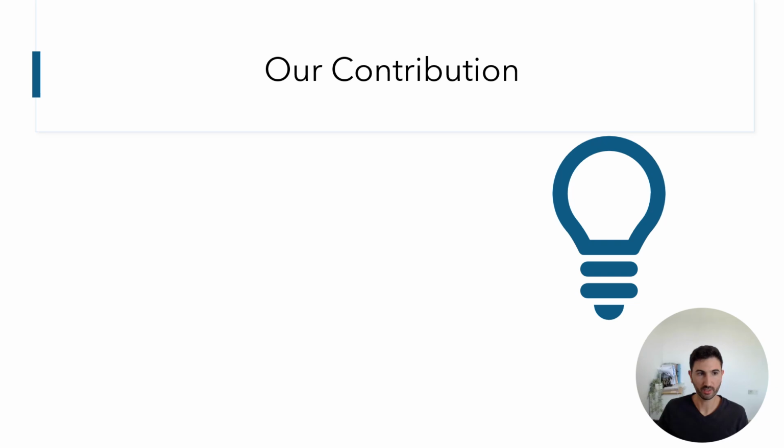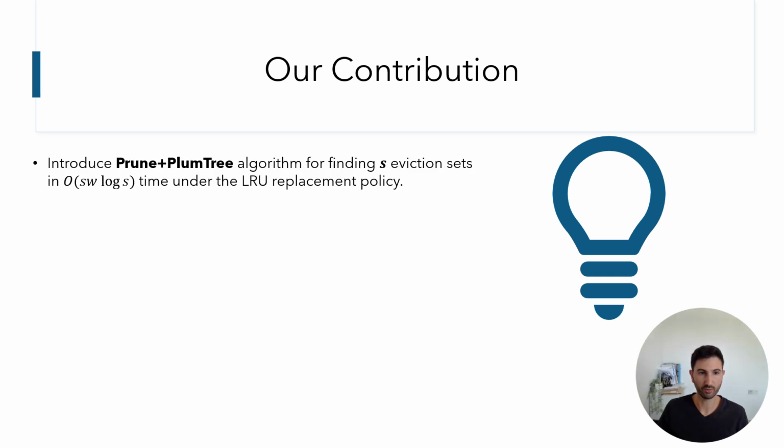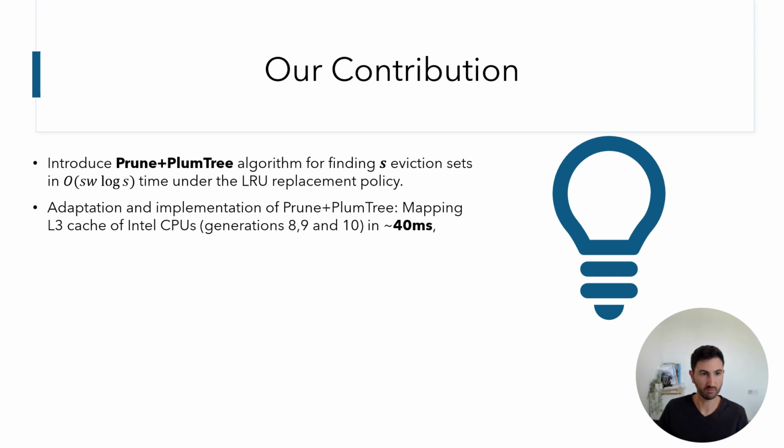Our first contribution is the introduction of the Prune+PlumTree algorithm for finding S eviction sets in time complexity of SW log S, under the assumption of a least recently used replacement policy. The next contribution is the implementation of the Prune+PlumTree algorithm for mapping the L3 cache of Intel CPUs from 8th, 9th, and 10th generation in roughly 40 milliseconds, outperforming the state-of-the-art by 2 to 3 orders of magnitude.